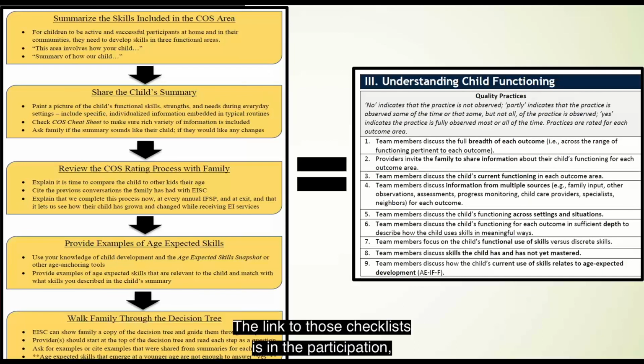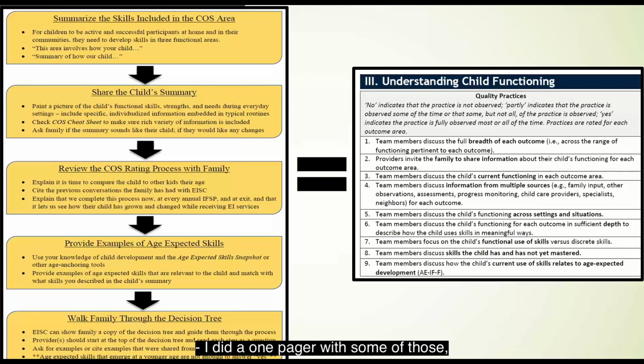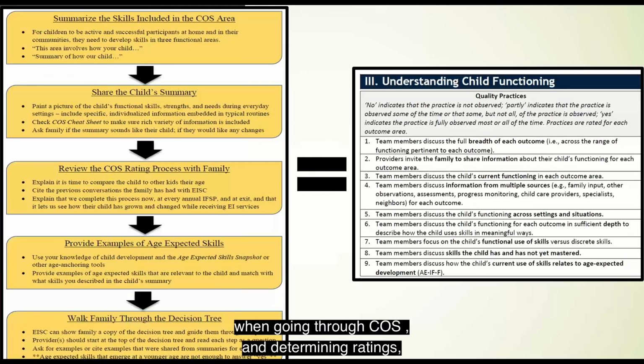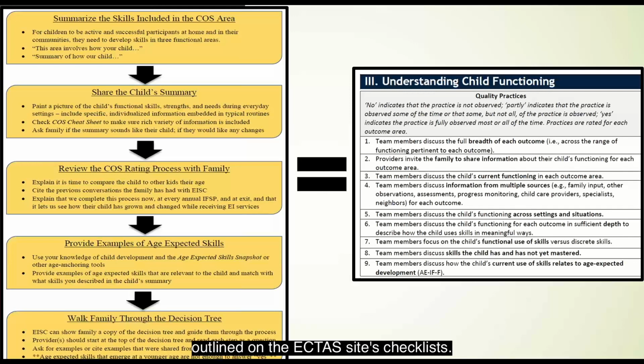Yeah, the link to those checklists is in the participants' PowerPoint slides in the notes section there if you want to look at those checklists more. The big thing to take away, I even did a one-pager with some of those, so that should have gone out in that email. Perfect. The big takeaway here is those checklists identify lots of different things that we want to make sure we're doing, the quality practices we want to be following when going through COS and determining ratings, and that you'll see a match up between this flow chart and the steps and walking through this new decision tree with the quality practices outlined on the ECTA site's checklists.